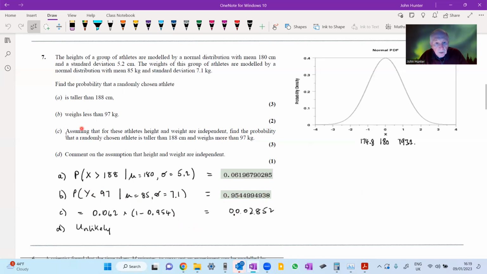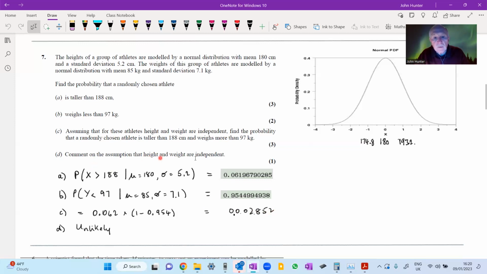So fairly straightforward. Assuming that for these athletes height and weight are independent, find the probability that a randomly chosen athlete is taller than 188 and weighs more than 97 kilograms. Well, they're trying to trip us up here. So we've got the complement of that. Basically we want 0.062, which we've got up here, times 1 minus 0.954. And that gives us this probability here, quite small.